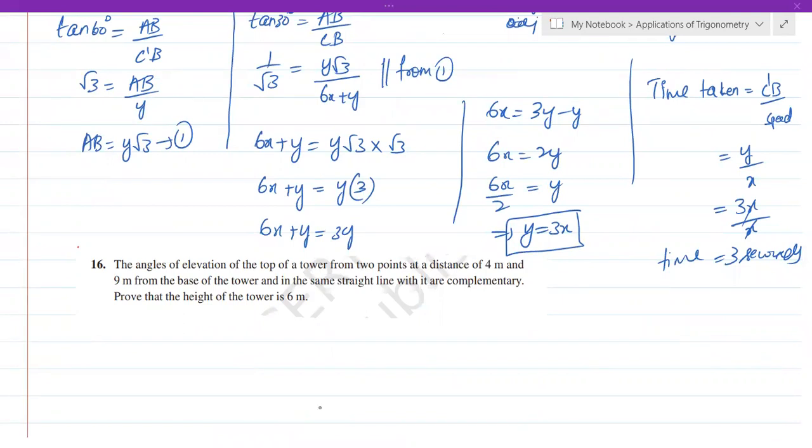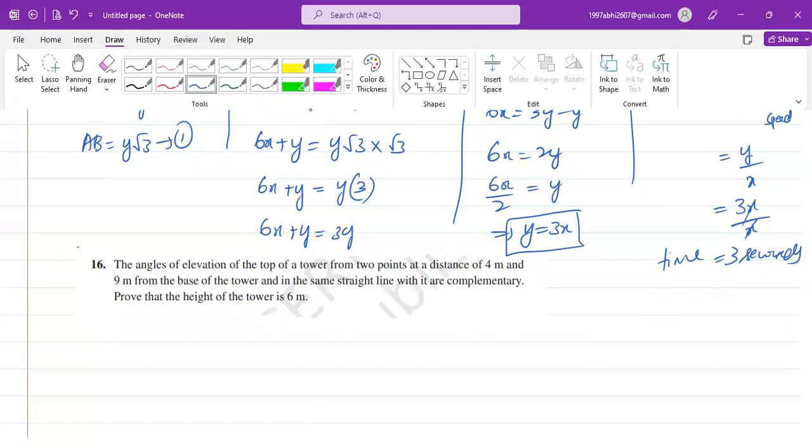In this last question, the angles of elevation of the top of a tower from 2 points at distances of 4 meters and 9 meters from the base of the tower and in the same straight line with it are complementary. Prove that the height of the tower is 6 meters.